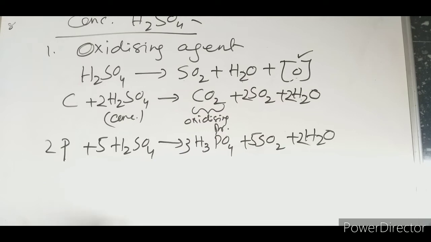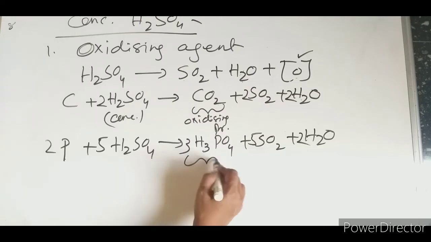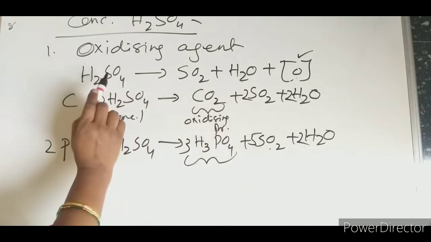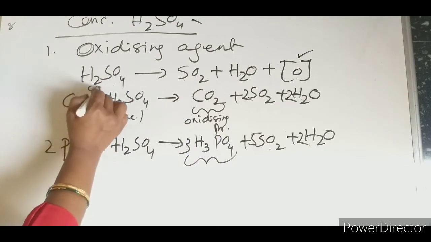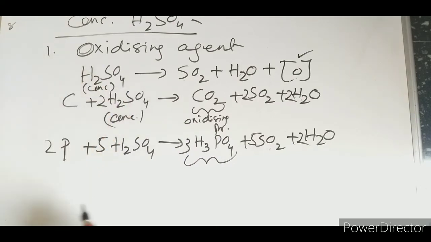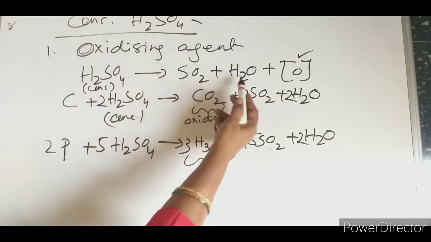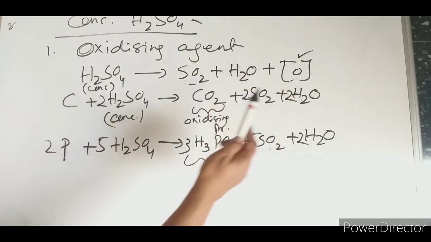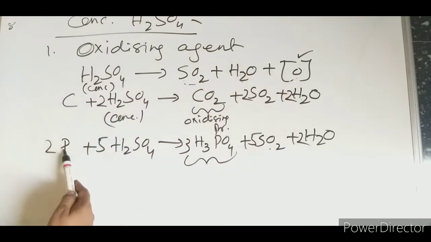So what is the oxidized product? Here H3PO4 is the oxidized product, because these two cannot be oxidized products. When this concentrated H2SO4 decomposes, these two will automatically be the products. Only this is the part where oxygen oxidizes phosphorus to give rise to H3PO4. This is with the two non-metals.